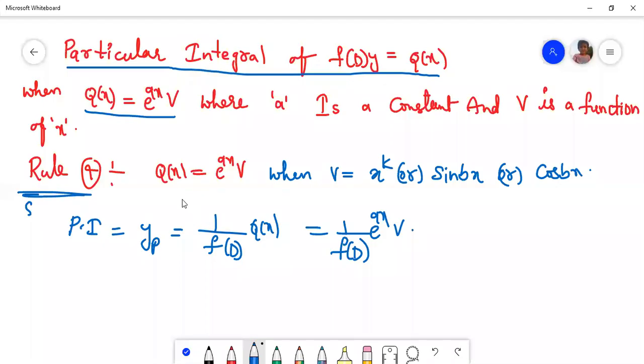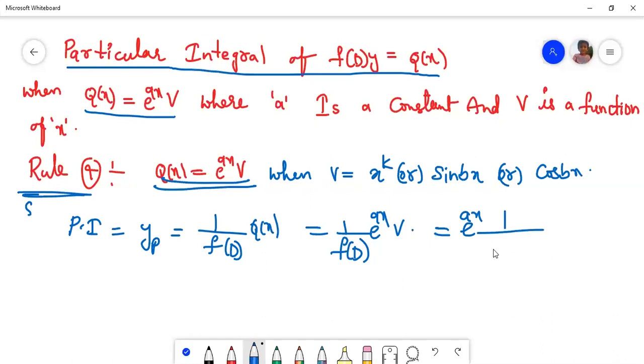So in rule 4, first we observe that the function Q of x is a product of the exponential with another function, either algebraic or trigonometric. If Q of x is the product of two functions, then the particular integral we can take in the form of 1 by f of D into Q of x.